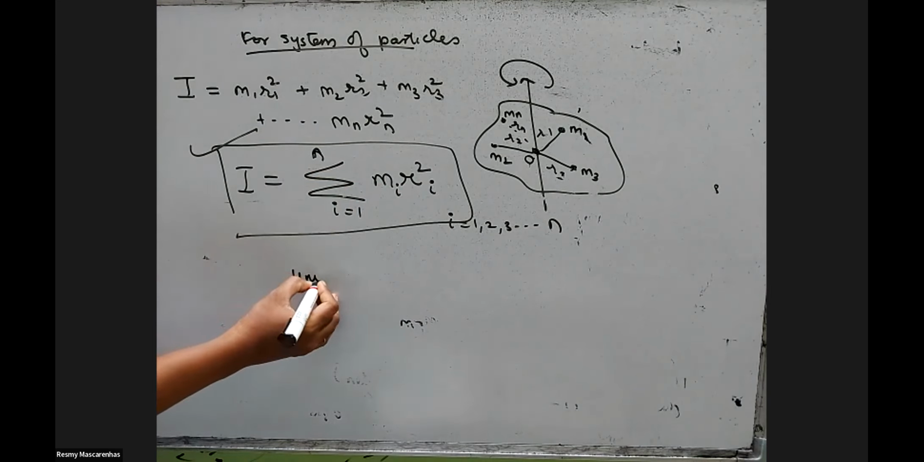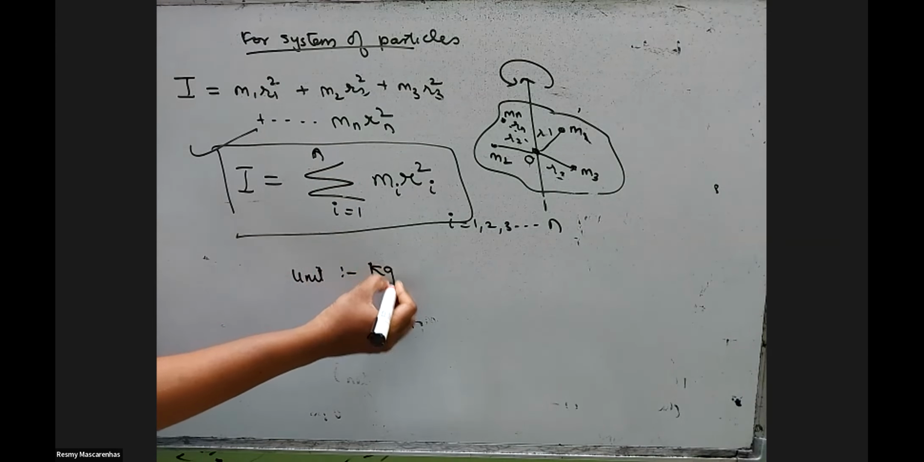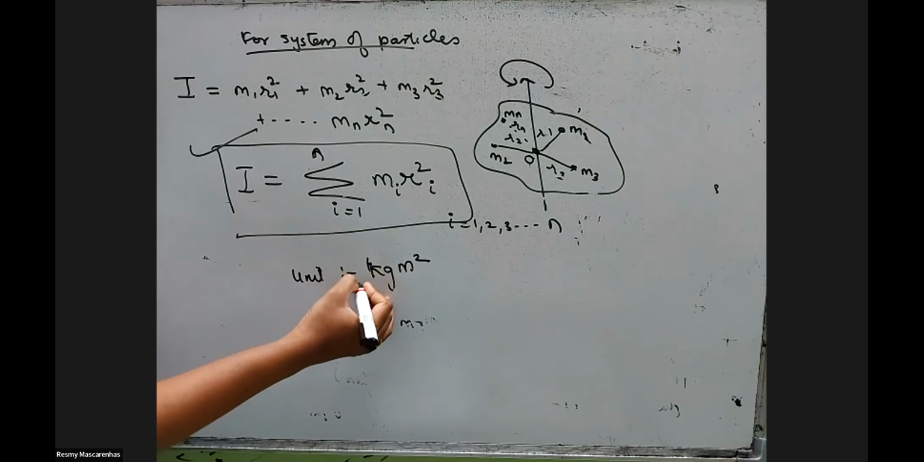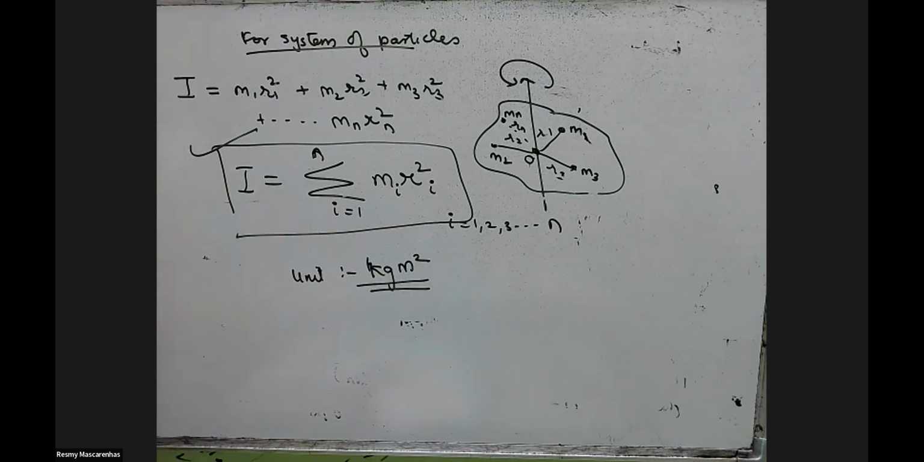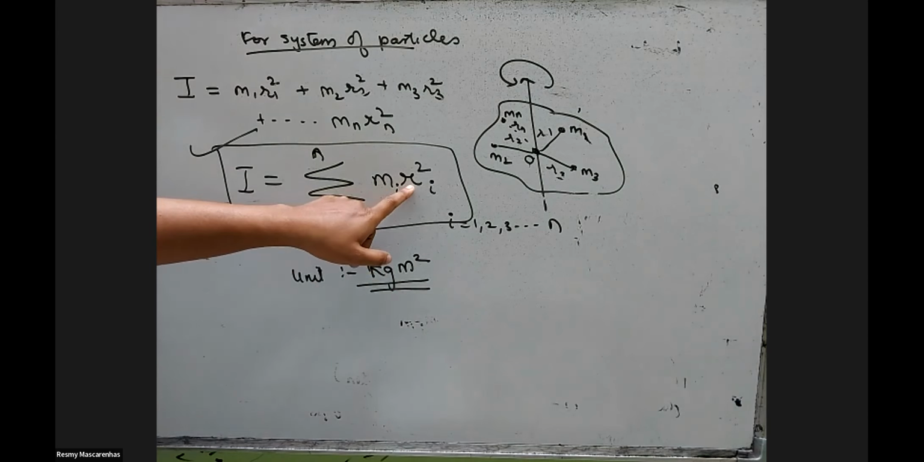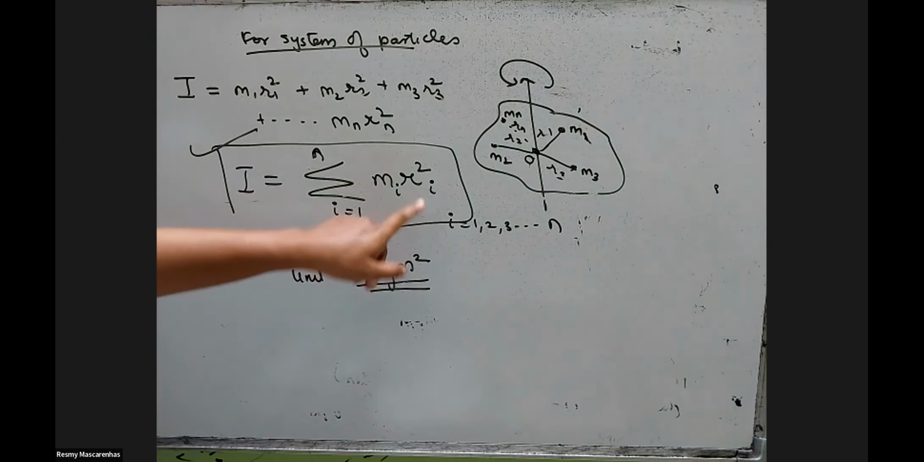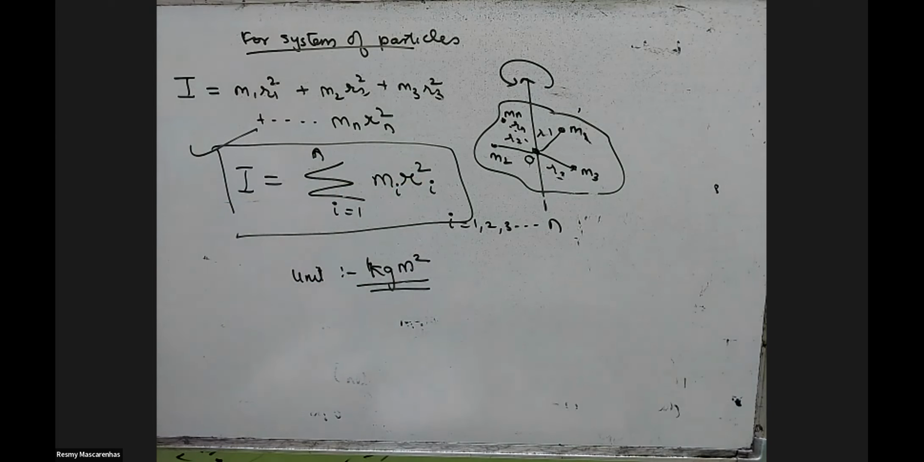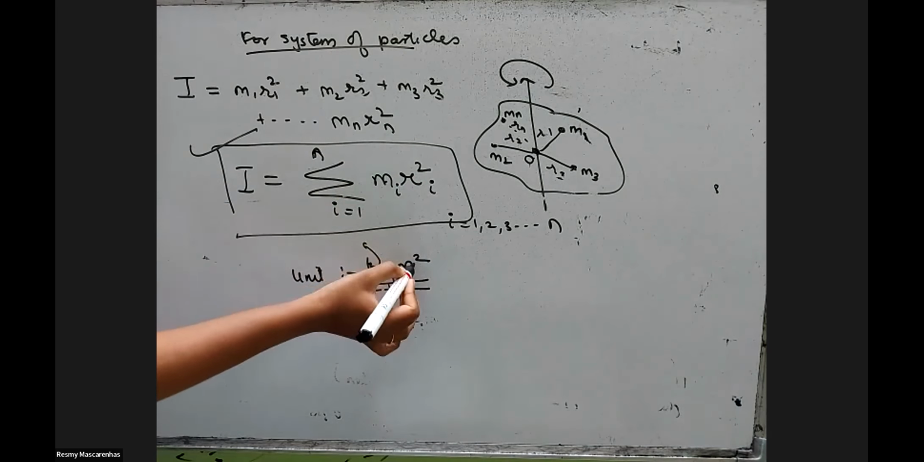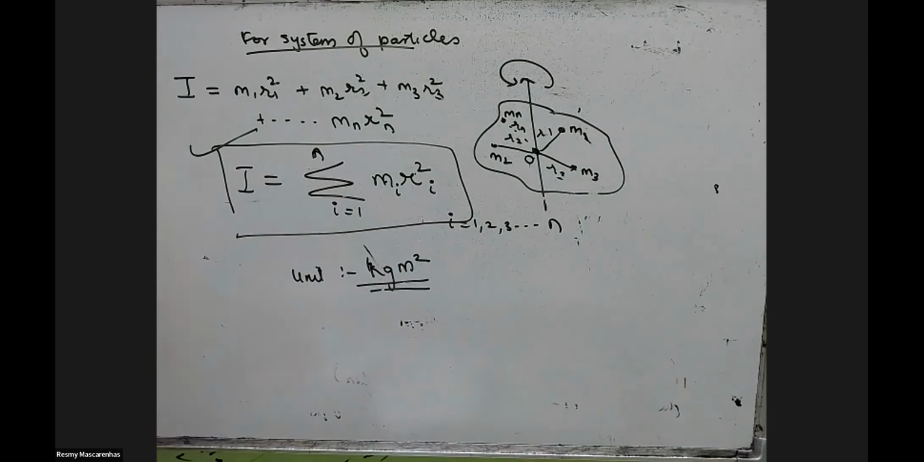Unit is kg meter square. Why? Mass is kg, distance is what? Meters, and there's a square. This is for mass, and this is for distance.